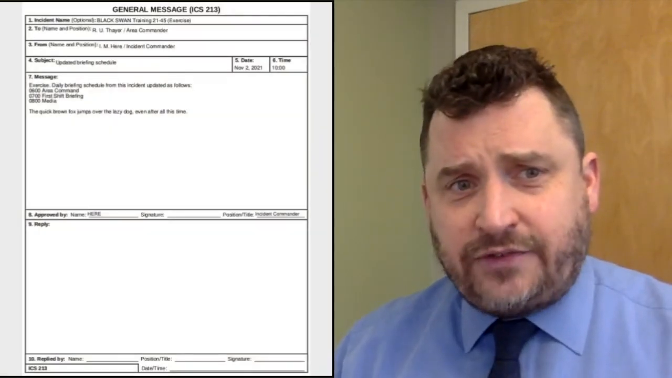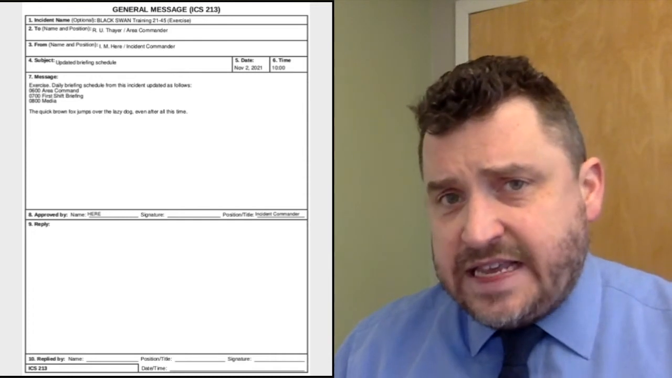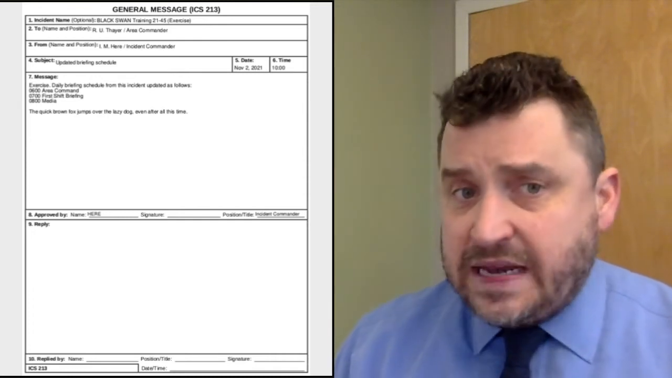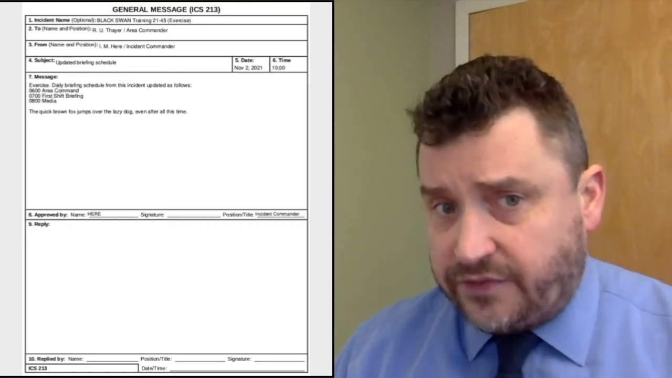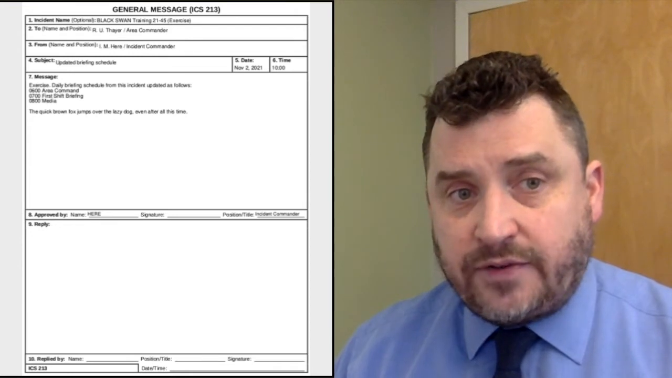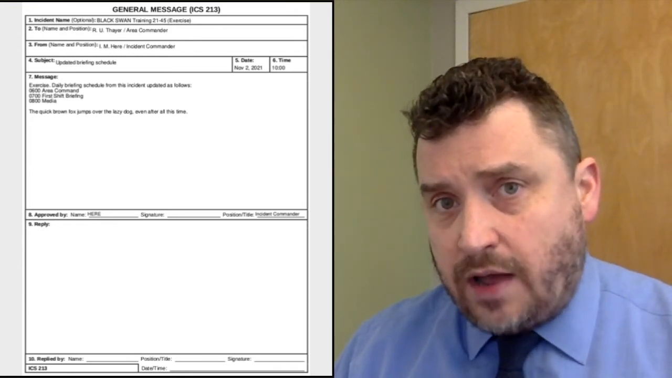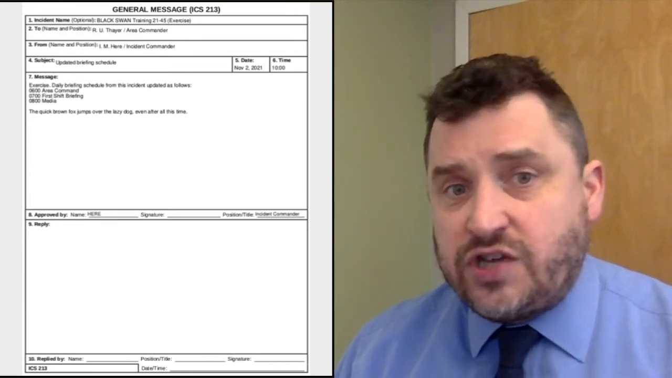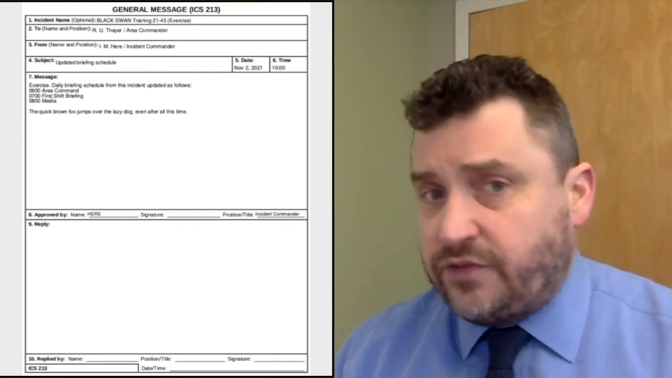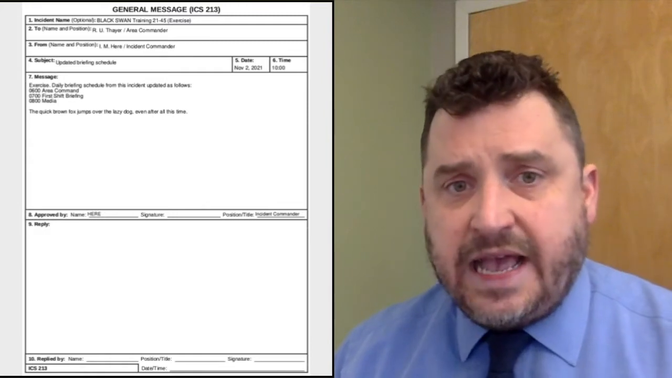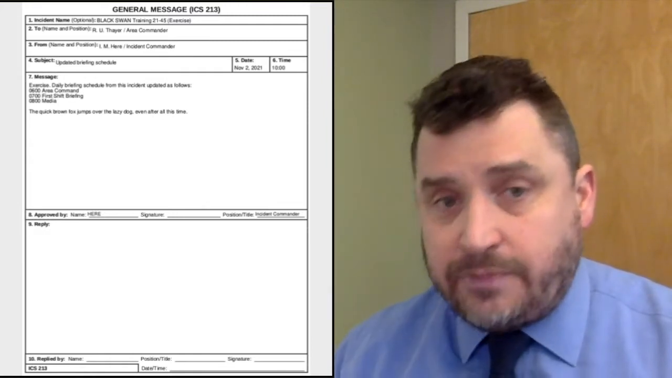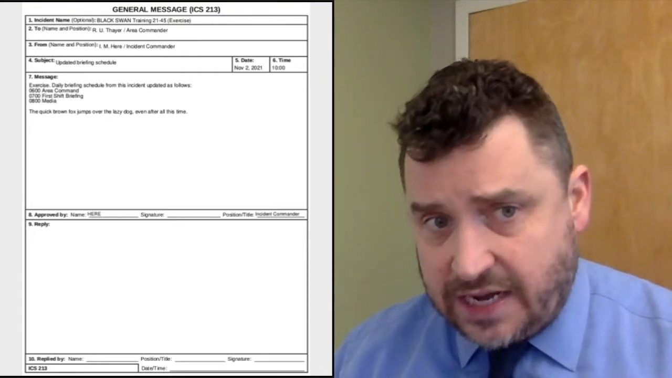So what is an ICS Form 213? It's the Incident Command System's General Message Form. There are many standard forms used in the Incident Command System, each with a unique number to identify it. The General Message, ICS 213, is just a format to organize information on a piece of paper. It has places for identifying the incident being handled, the recipient of the message, and the sender of the message, as well as its subject, date, time, and message contents.